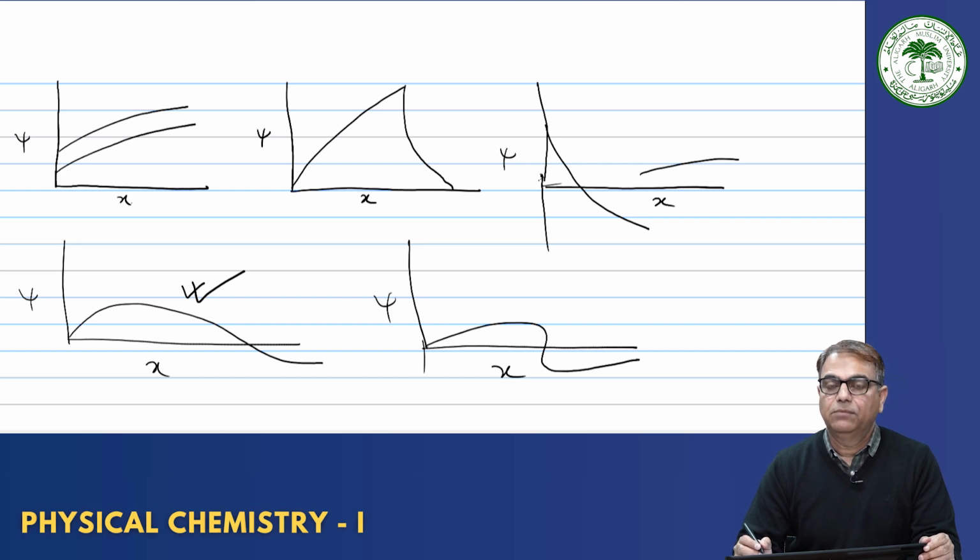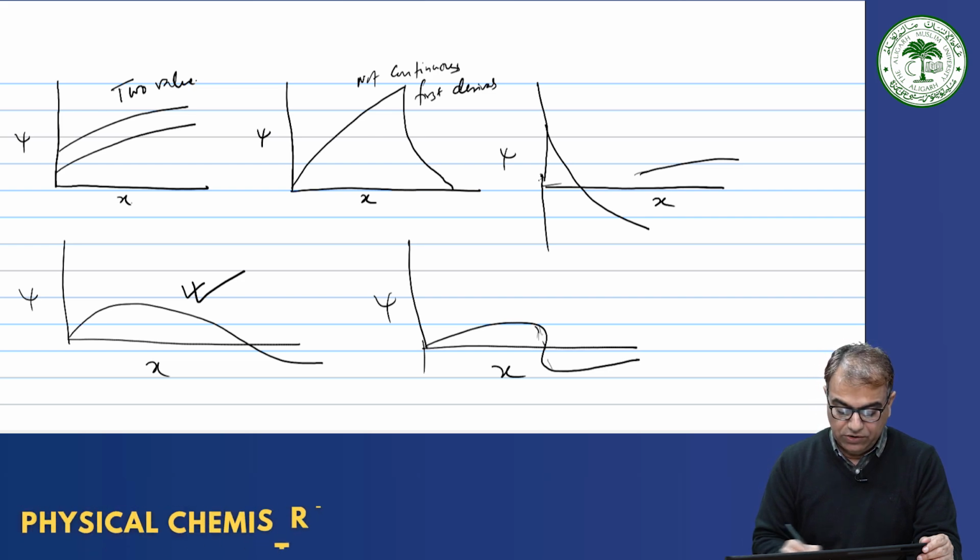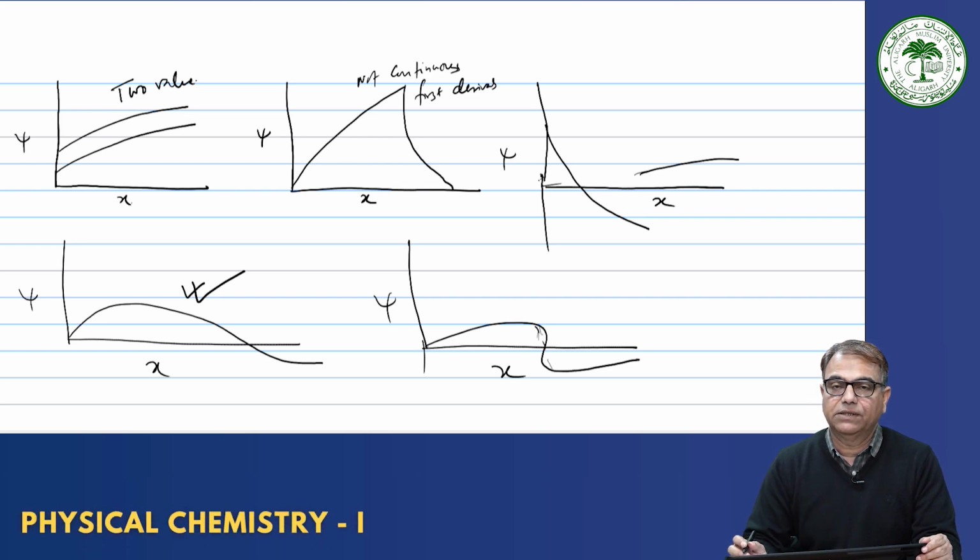Why? Because here you have two values, so it is not a single valued function. The first derivative is not continuous, the slope changes very sharply. Here also there is a break, so it is not a continuous function. Here also, for very small values of psi, you will have different values of x. So this is the only acceptable wave function.